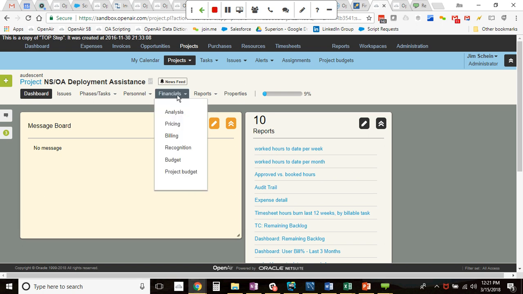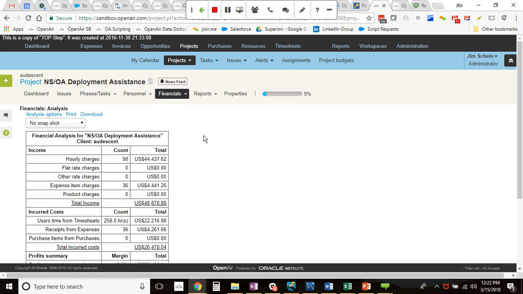Under this Financials tab, you'll have this Analysis option. Now you may or may not see this in your instance. It's role-based, so depending on your role and your permissions will determine if you can see this or not. If you click the Analysis link, you can see a number of different financial items about this particular project.